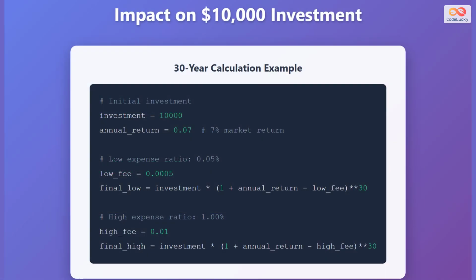Let's look at a concrete example using Python code to illustrate the impact. Imagine you invest $10,000 with an expected annual market return of 7%. With a low expense ratio of 0.05%, your net return is 6.95% per year. With a high expense ratio of 1%, your net return drops to 6% per year. Over 30 years, this difference compounds dramatically. The calculation shows the exponential growth formula applied to both scenarios.